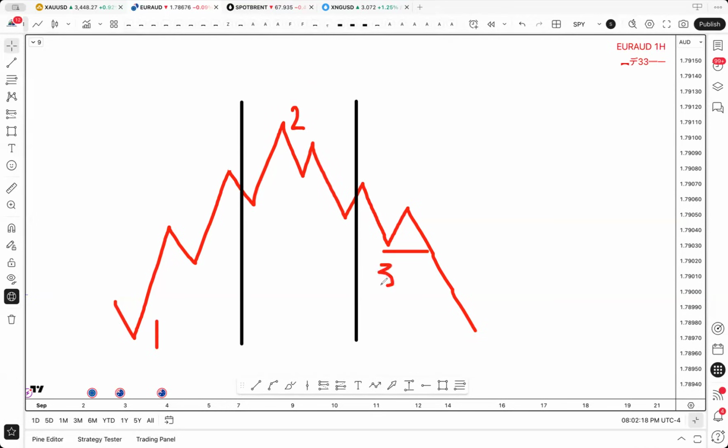What's funny is on day three, because this is a 1, 2, 3. On day three, I am looking for an Asia, London, New York on day three, which is that right there. So over the bigger 1, 2, 3, I'm looking for a smaller 1, 2, 3 on the day.